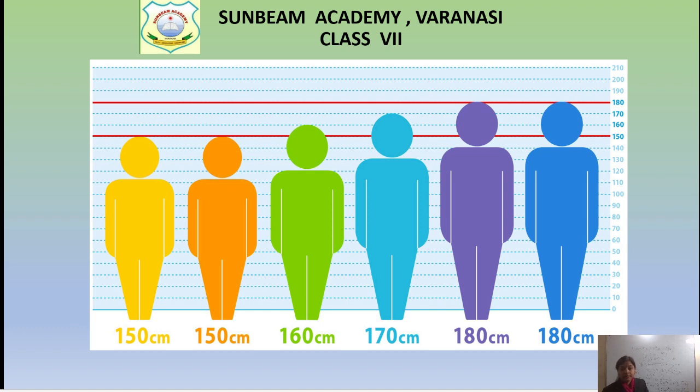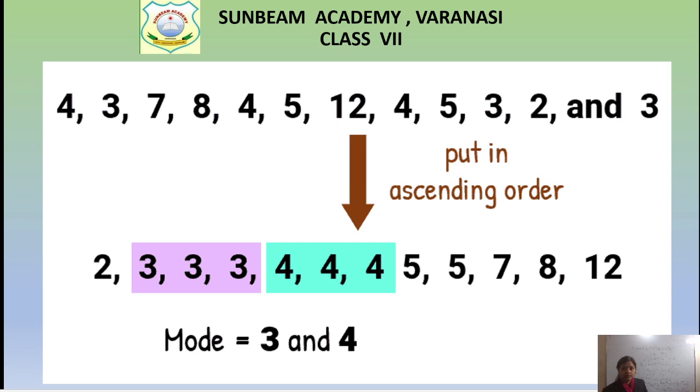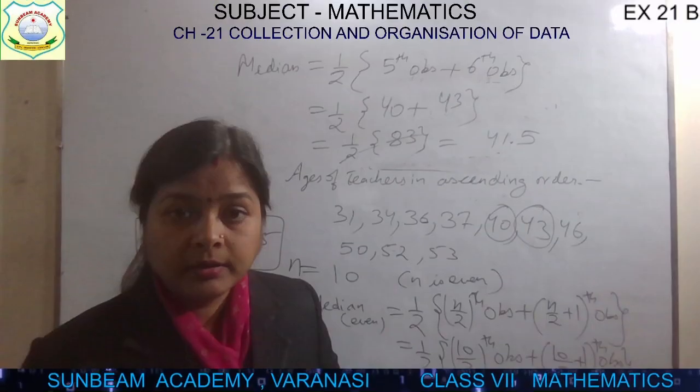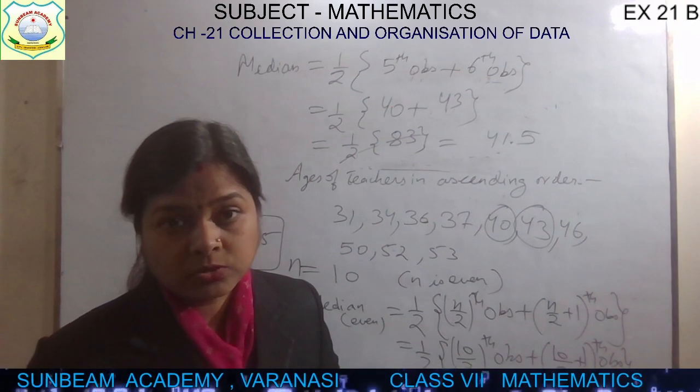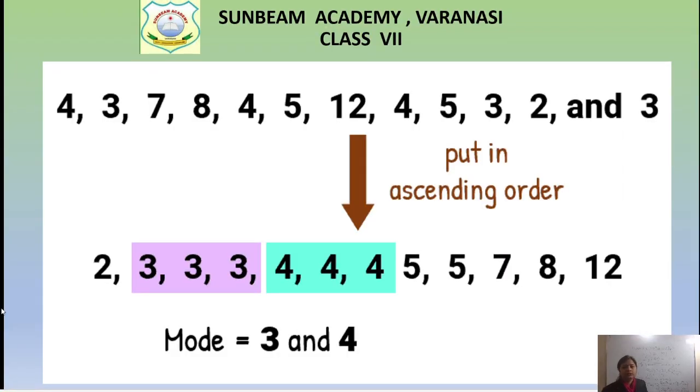Then let's see another example. See this example, children. The set of data is given to you. First of all, we will put it in ascending order. After writing it in ascending order, you can see that 3 occurs 3 times and 4 also occurs 3 times. 5 occurs only 2 times, so we will leave 5. So here 3 occurs 3 times, 4 also occurs 3 times. So 3 and 4 both are the mode.